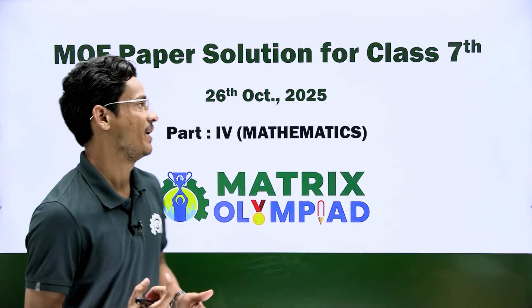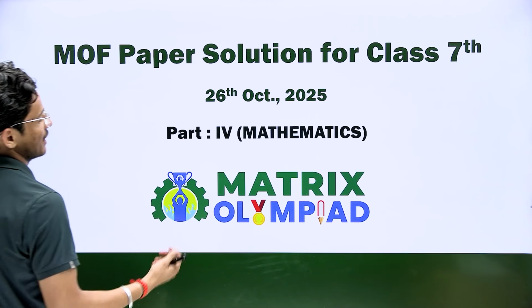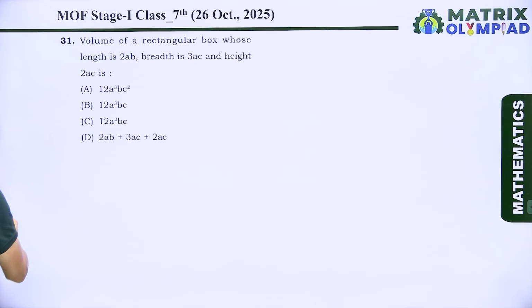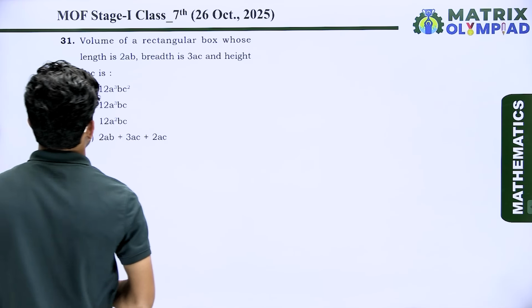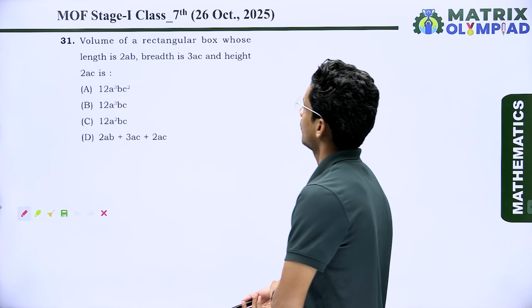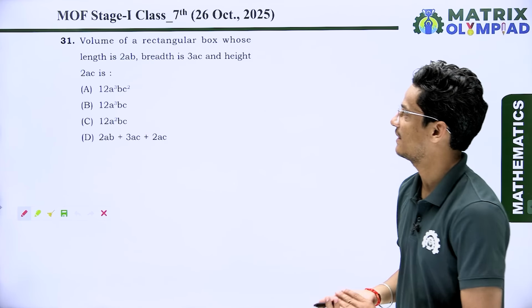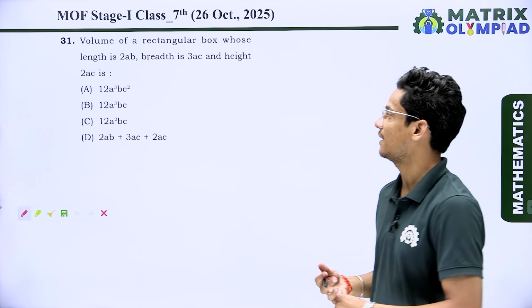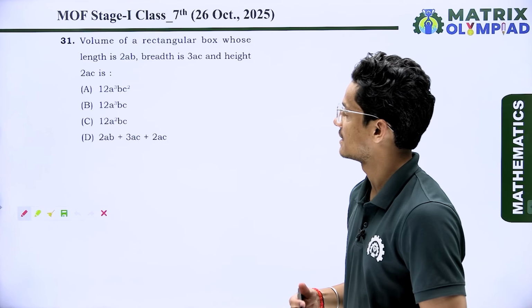So today we discuss the MF paper solution for class 7 mathematics. So let's start. Here we have question number 31: the volume of a rectangular box whose length is 2AB, breadth is 3AC, and height is 2AC.